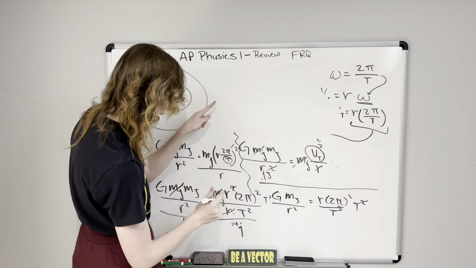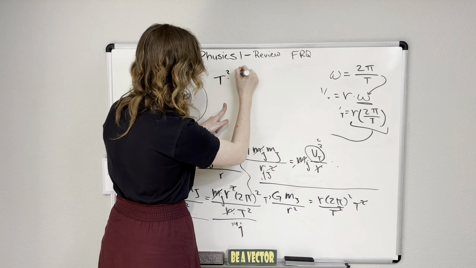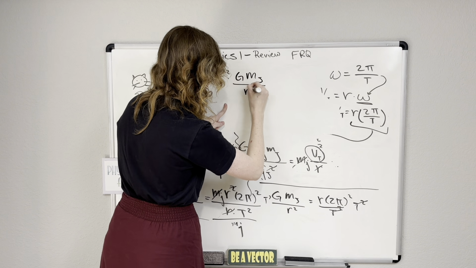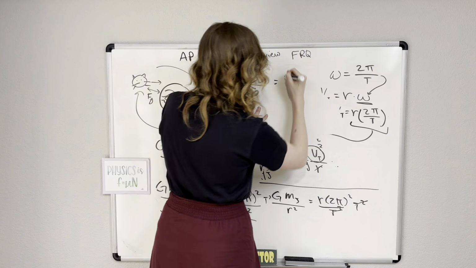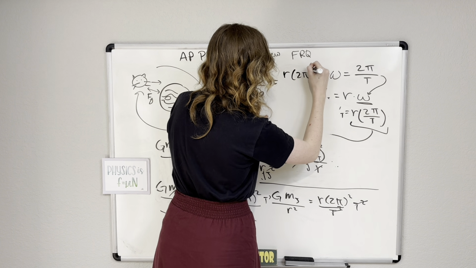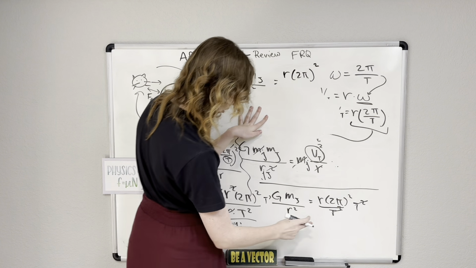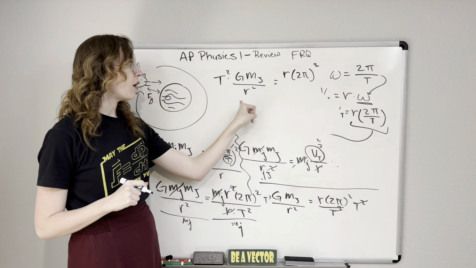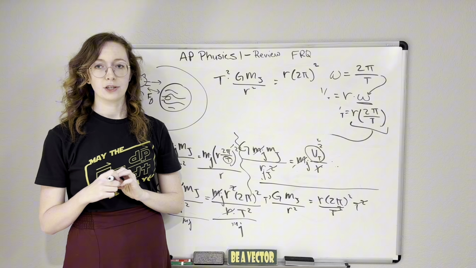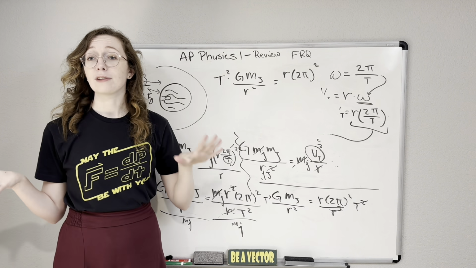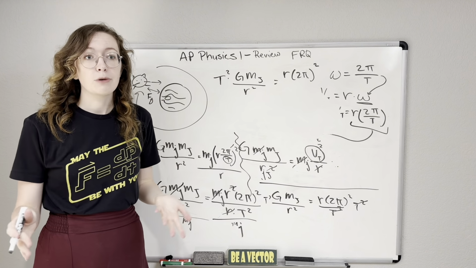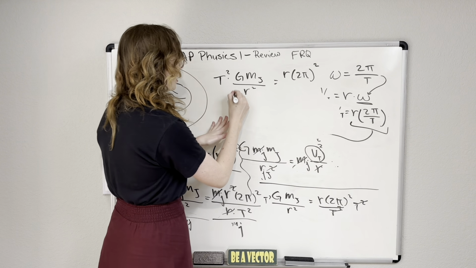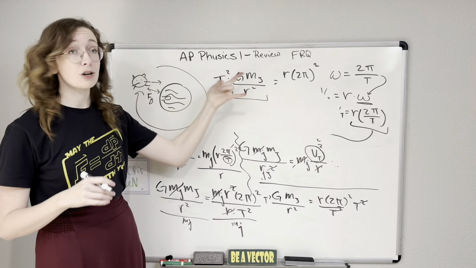So now we have t squared times g mj over r squared is equal to r times 2 pi squared over 1. Now, I have t, and then I have all of this gross stuff that's being multiplied to it. Thankfully, all of this gross stuff is really just a fraction. What do we do in order to get rid of fractions? We multiply by their reciprocal. So I'm just going to multiply both sides of my equation by this guy turned upside down.